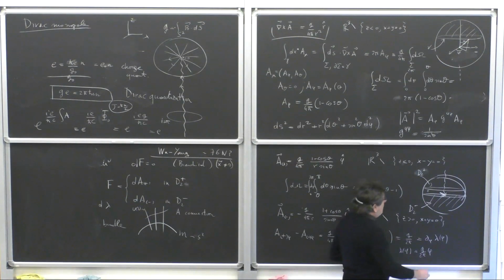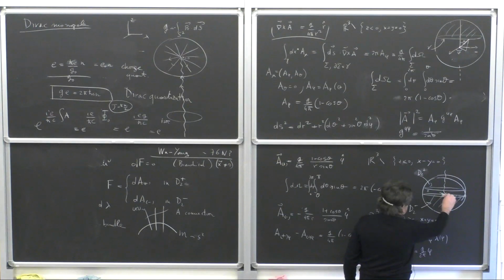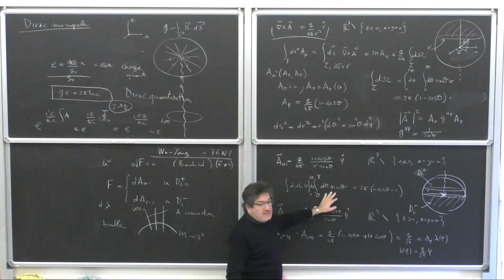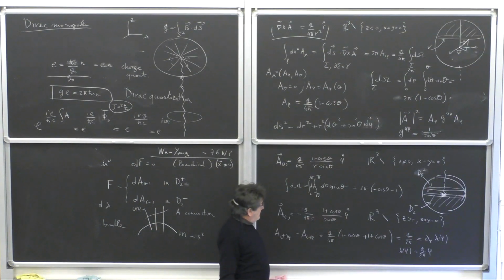You can put the string from zero anywhere. And what is the choice? The choice that allows me to do this integral without singularities. So the gauge field, the A, is defined up to a gauge transformation. The magnetic field is the same.